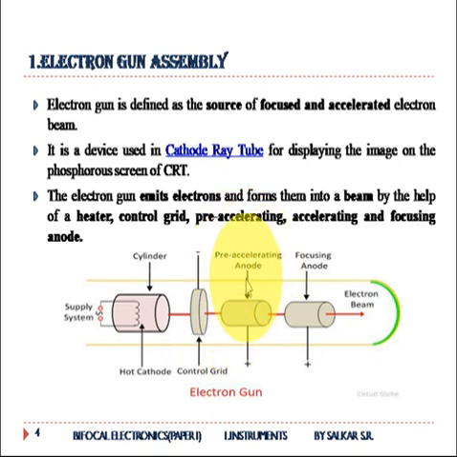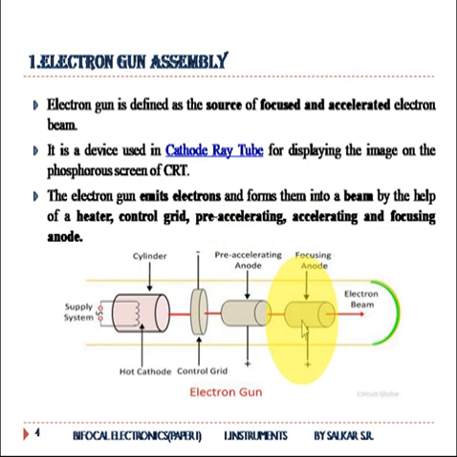The pre-accelerating anode will attract the electrons towards itself and allow the electrons to pass through. As the electrons are attracted, their speed is also increased. Now the pre-accelerating anode, after attracting those electrons, will give those electrons to the focusing anode.